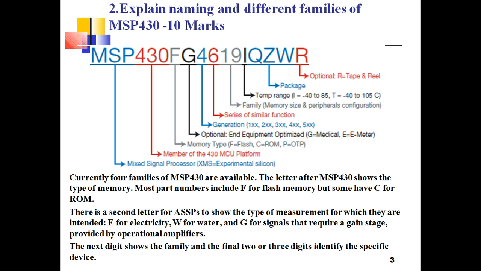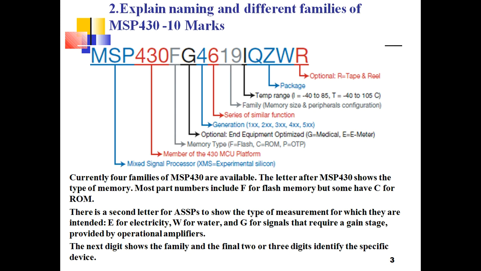Next G, which is optional. In some devices you can get the G, sometimes you will not get the G. It's end equipment optimized. Here G indicates medical. That means the IC is designed for medical purposes. E means E meters. For E meters you are using the MSP430. Next, after G you have the 4.